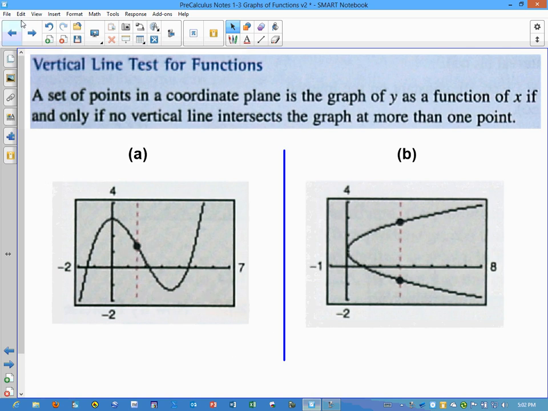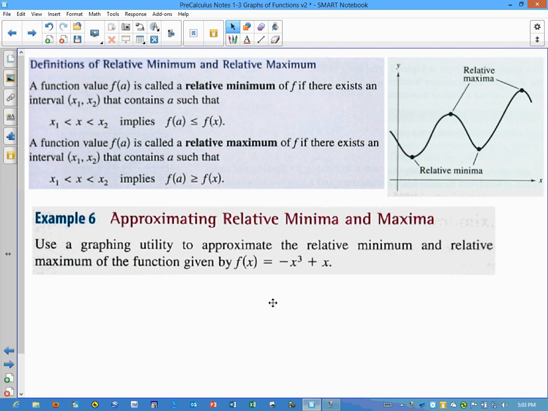All right, let's look at minimum and maximums. Now there are two ideas for minimum and maximum. One would be the absolute minimum or absolute maximum. That is simply the highest y value for your interval, which is your absolute maximum, and the lowest y value for your interval will be your absolute minimum.